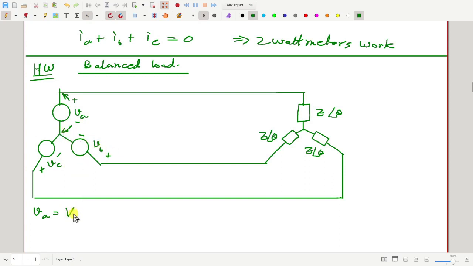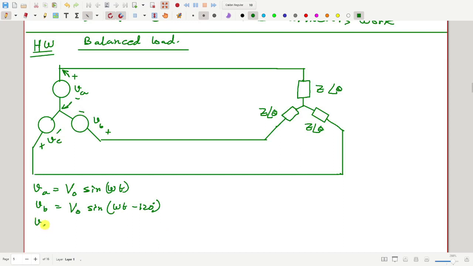So VA is say V naught sine omega t, VB is V naught sine omega t minus 120 degree, and VC is V naught sine omega t plus 120 degree. This current is IA, IB and IC. Tell me how much is the value of IA.